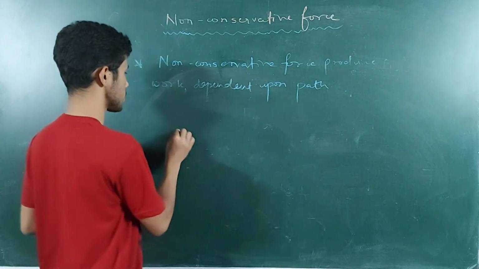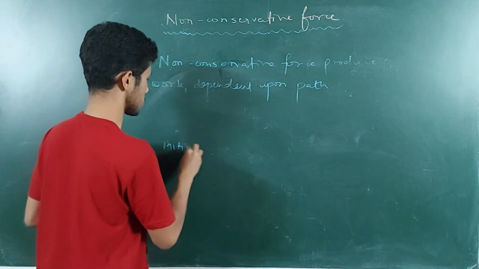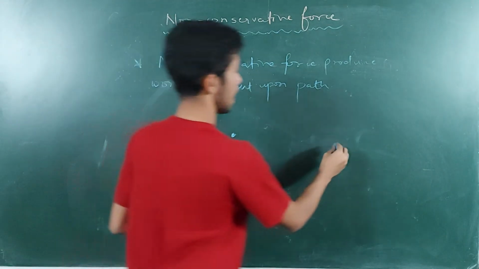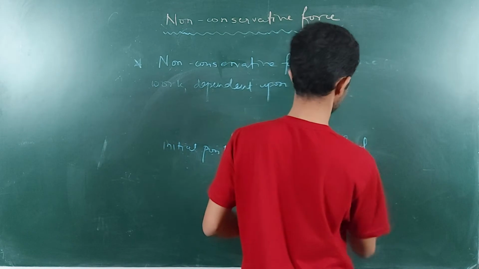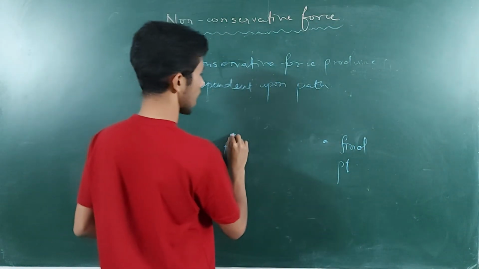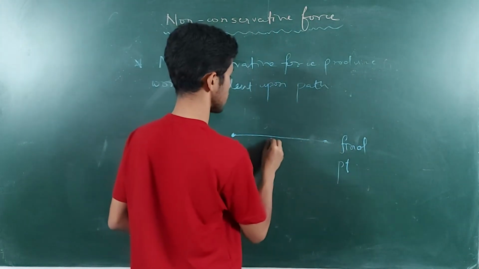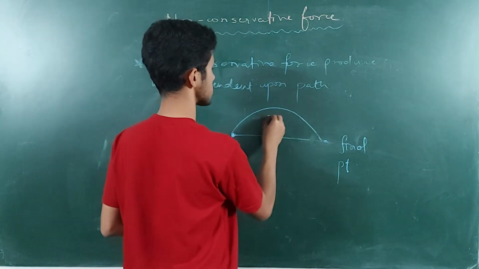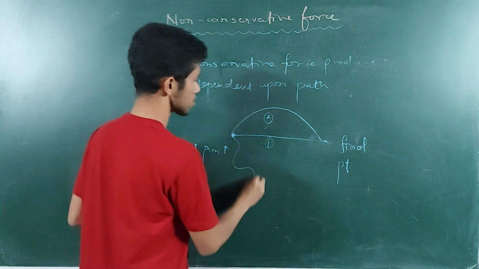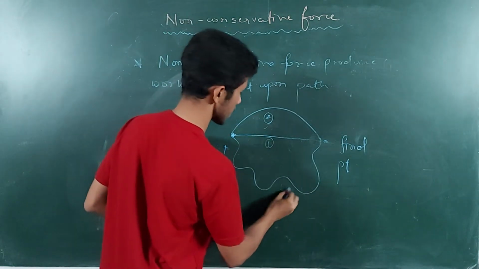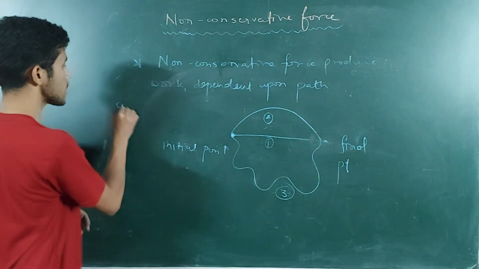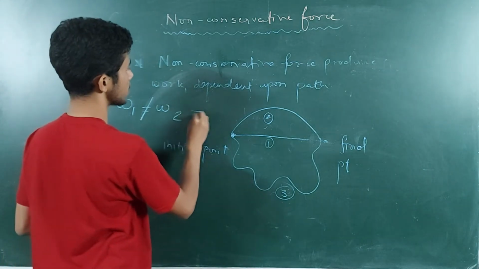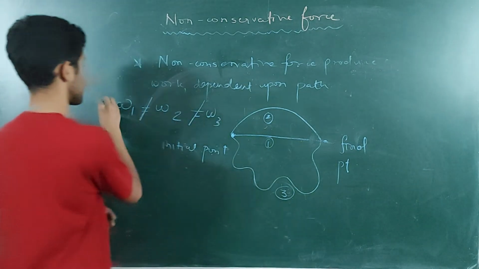Okay, so suppose this is the initial point, and this is the final point. Now suppose I go in a straight line. So this is the first case. Now I go by, suppose, this path, this is the second case, and now suppose I go by this path, this is the third case. So here work done in the first process is not equal to work done in the second process, and it is not equal to work done in the third process.